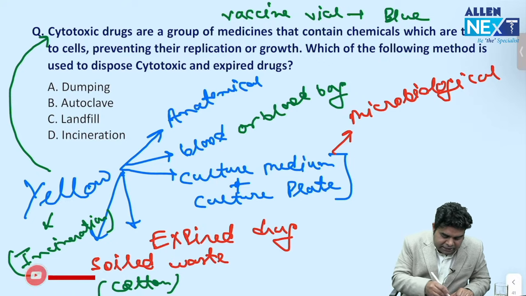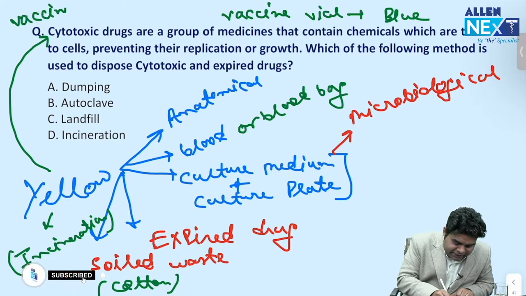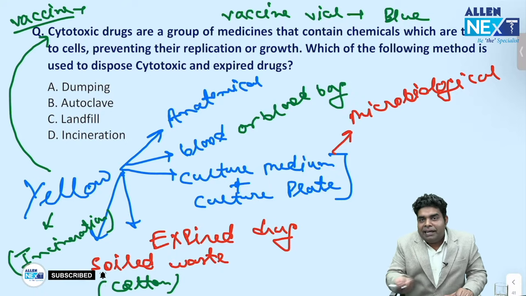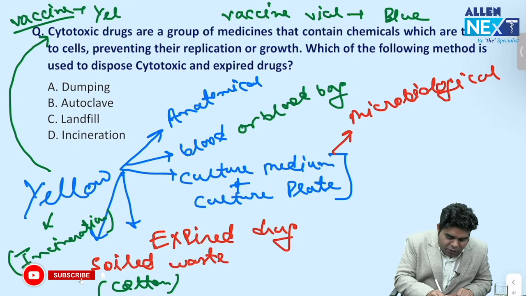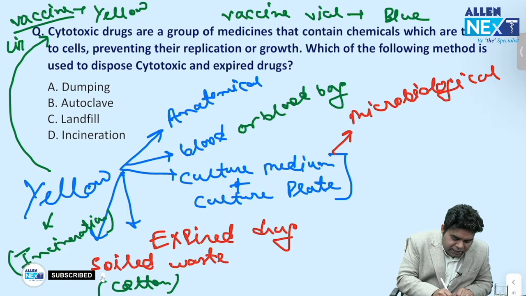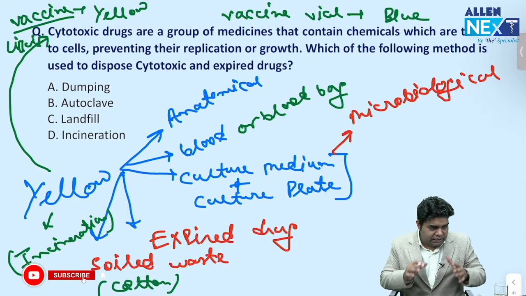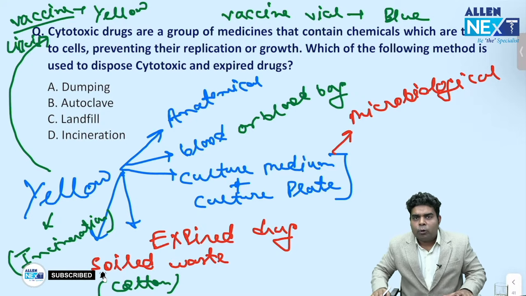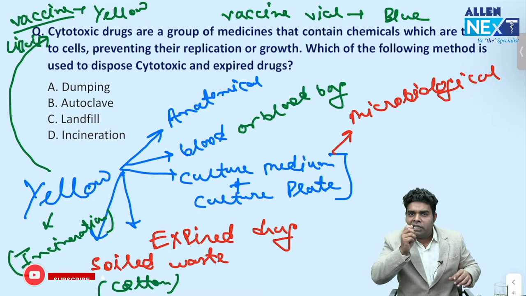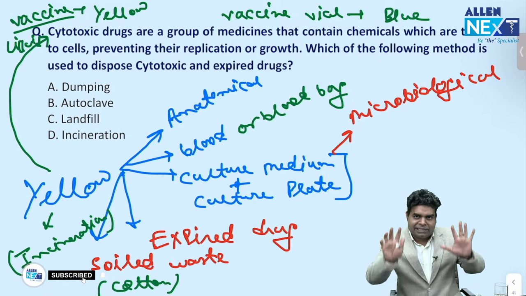Of course, if they ask vaccine content, where will you throw vaccine? Vaccine is a liquid waste, so that will go in yellow. Vaccine liquid goes in yellow, but not the vial. Okay. Now, this yellow part should be on the tip of your tongue. If someone asks, it should come out just like spitting. It should be that clear. Six things should be there.